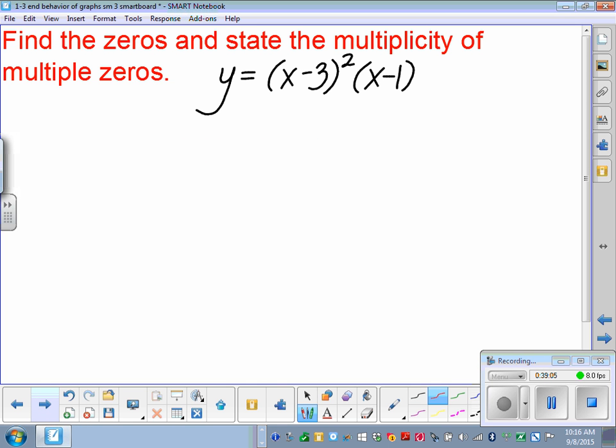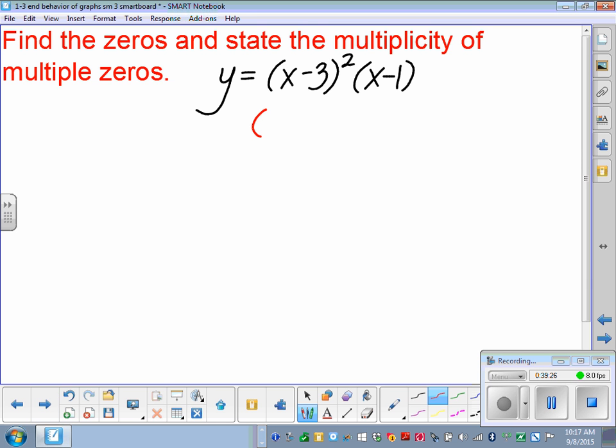I just want to make sure you're good to go with these ones so that you can go home and do this homework and be successful on it and have no questions, okay? So now it says, find the zeros and state the multiplicity of multiple zeros. We're lucky because today I'm giving you ones that are already factored. So looking at this, we can easily find the zeros, right? And we can then state their multiplicities.